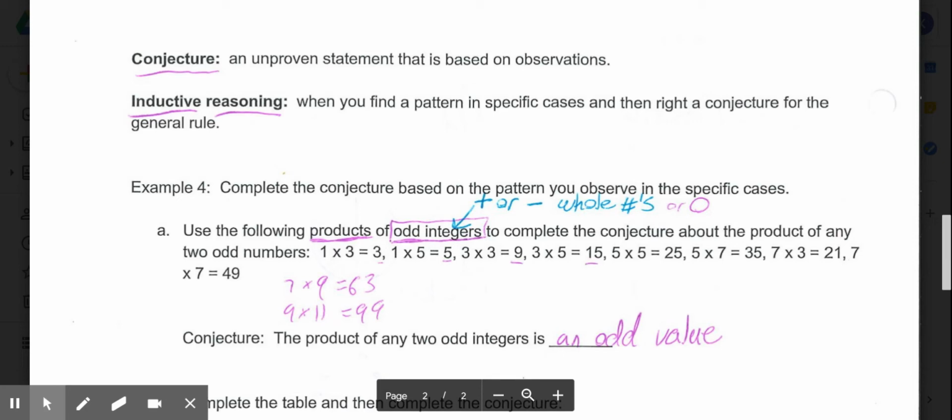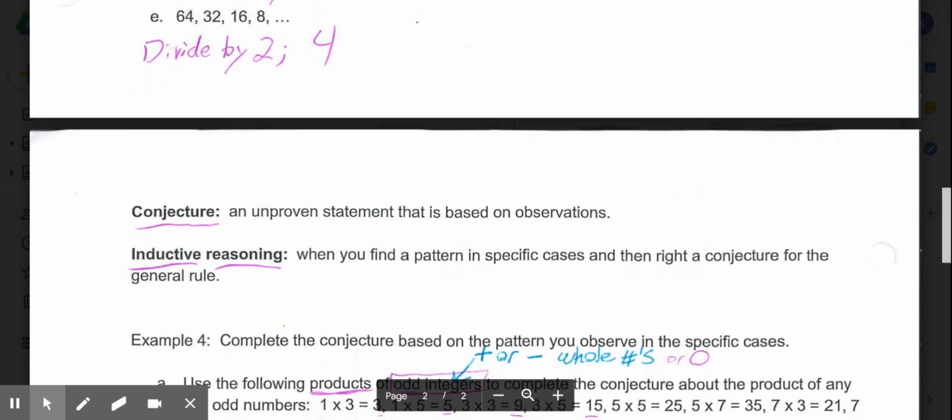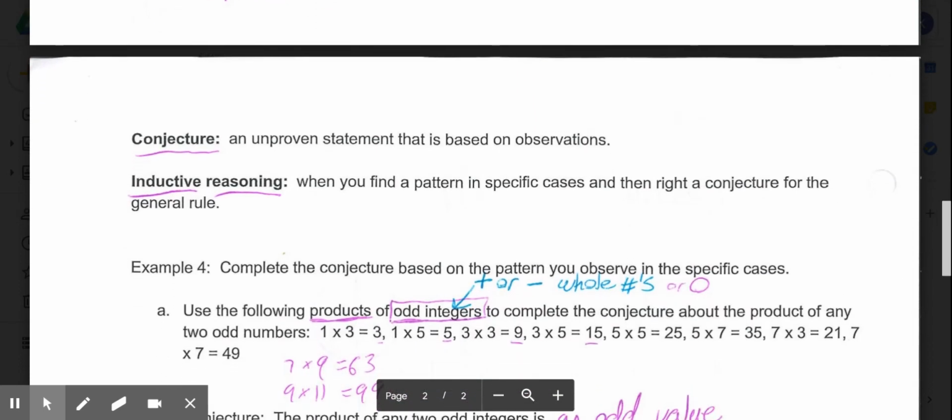And then we have inductive reasoning, which is the whole foundation of this lesson. And inductive reasoning can be simplified or defined as when you find a pattern in specific cases, and then you write a conjecture for the rule of that pattern. So looking here, my conjecture for pattern A is that they're increasing by 5. I haven't proven that for every number in the list going on forever, but looking at my observations, they've been increasing by 5. So that would be my conjecture and my general rule.